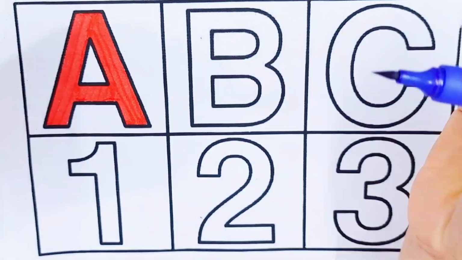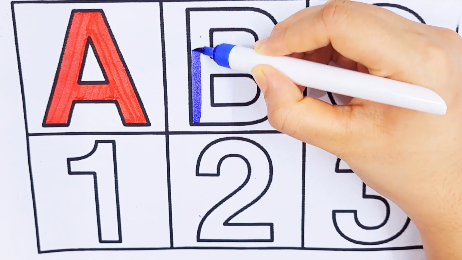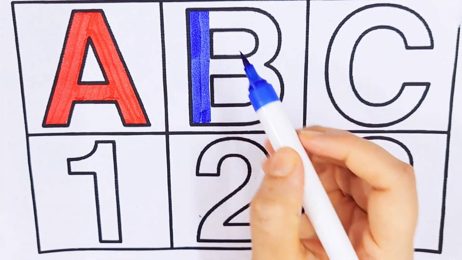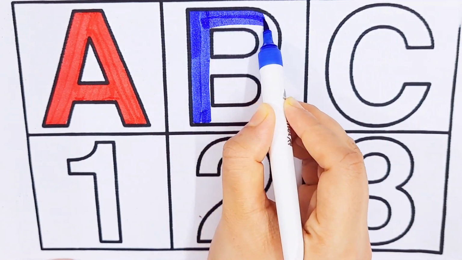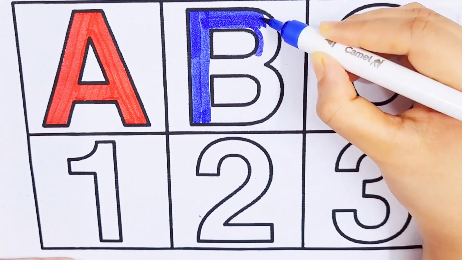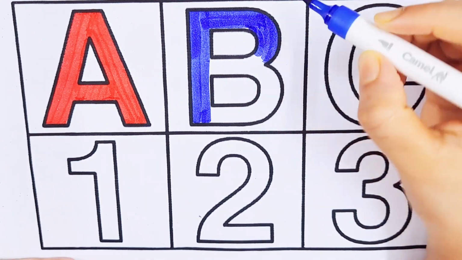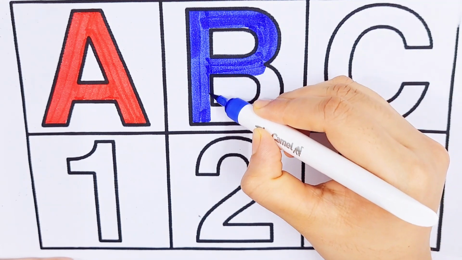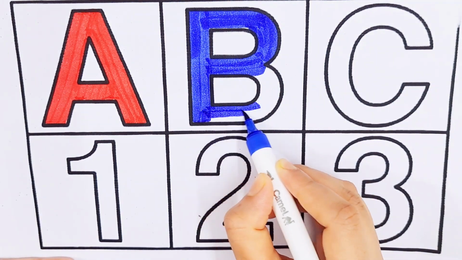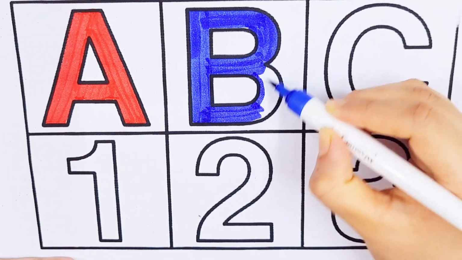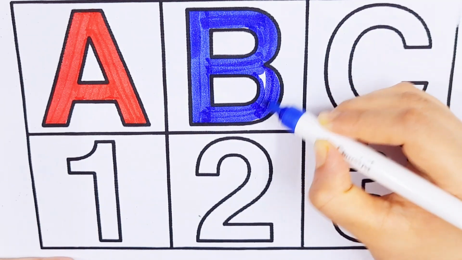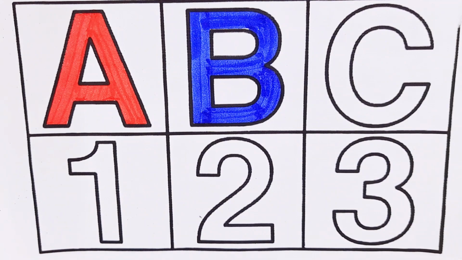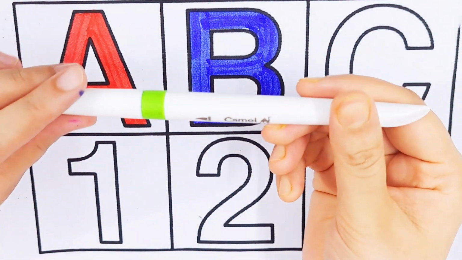Dark blue color. B for ball. B for bat. B, dark blue color. B for banana. B, light green color.